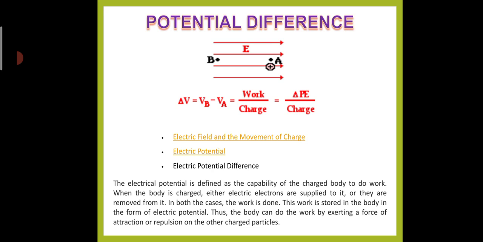The electric potential is defined as the capability of a charged body to do some work. When the body is charged, either electrons are supplied to it or they are removed from it. In both cases, work is done. The work is stored in the body in the form of electric potential. Thus, the body can do work by exerting a force of attraction or repulsion on other charged particles.